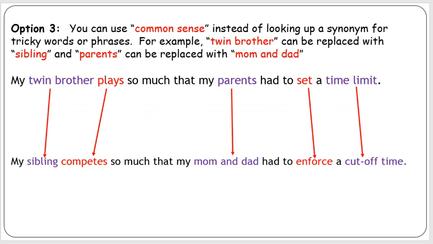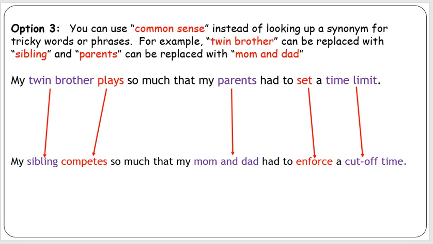Now, sometimes you will come across words that you cannot find synonyms for, either with a right mouse click or just by Googling it. Sometimes you can just use common sense instead of looking up a synonym for tricky words or phrases. For example, twin brother can be replaced with sibling. In this case, twin brother was replaced with sibling. And parents over here can be replaced with mom and dad. So if you can do that, you should do that.